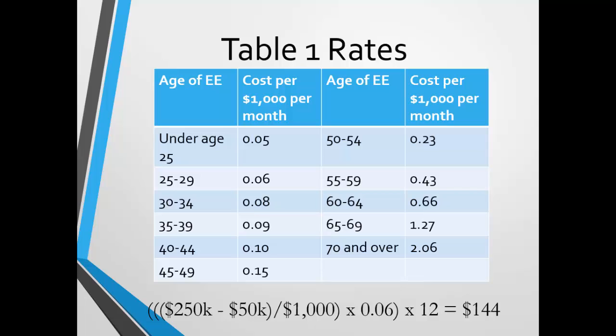6 cents times 200 gives us 12, times the 12 months for the year, and that final 12 is usually what tricks people up. They'll forget to make it per month, and they'll just give one amount and stop at that 12. So the 12 that we had times the 12 for the 12 months in a year gives the cost for $200,000 in insurance, that excess over $50,000, at $144 in taxable income to that employee.